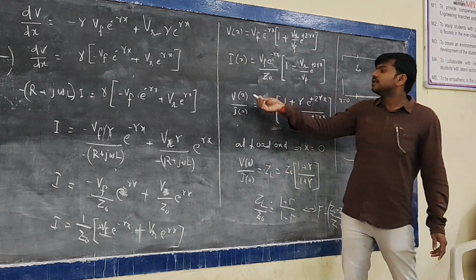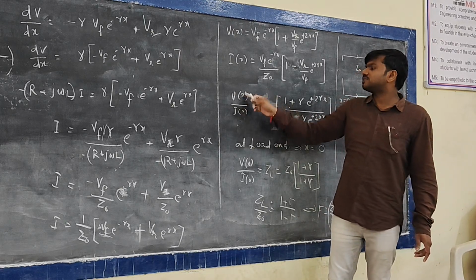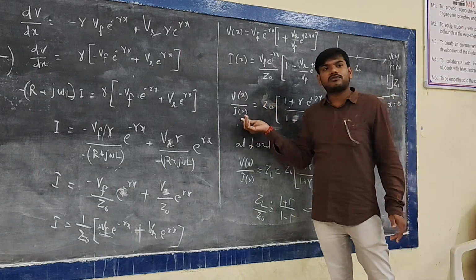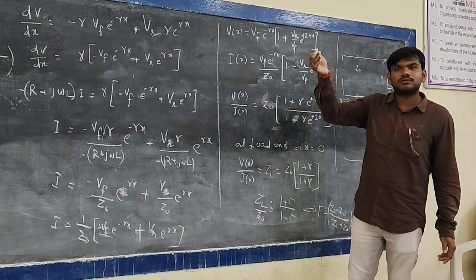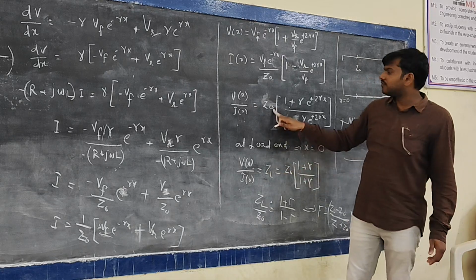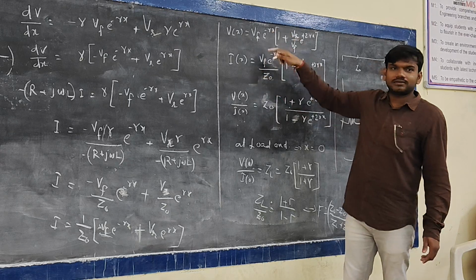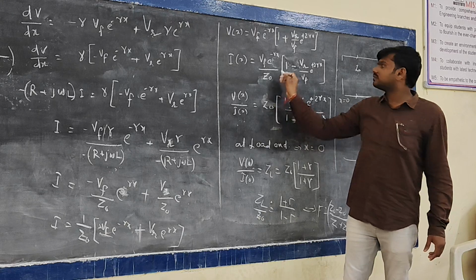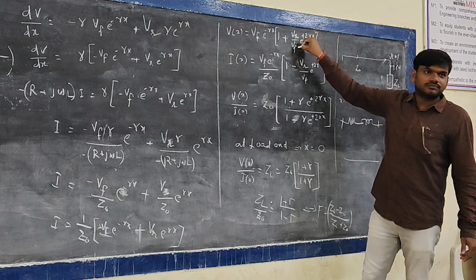From the load end, if I take x equal to 0 here and here also x equal to 0, then V of 0, I of 0. At this end, what will be the ratio of V of 0 by I of 0? ZL only. Why? Because the ratio of voltage to current should be ZL. And here if you take the ratio, VF cancels out, e power minus gamma x, then it will become Z naught. Is it correct? Into 1 plus VR by VF.